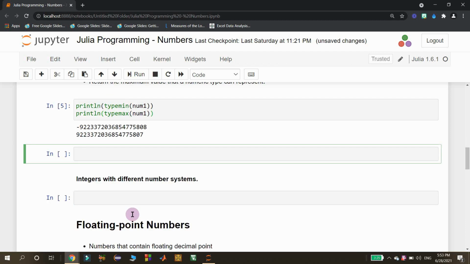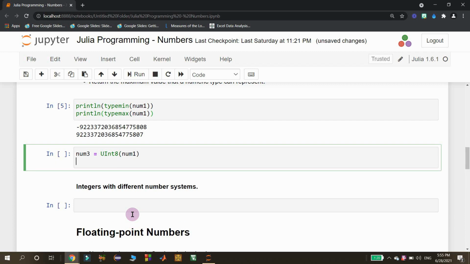Julia is having the number of functions to convert numbers from one type to another type. Now I am going to convert the num1 variable, which is of type int64, to 8-bit unsigned integer. For that we have function UInt8. Here I am using num3 as a variable to hold that unsigned 8-bit integer after the conversion. Here I am converting the num1 to 8-bit unsigned integer.